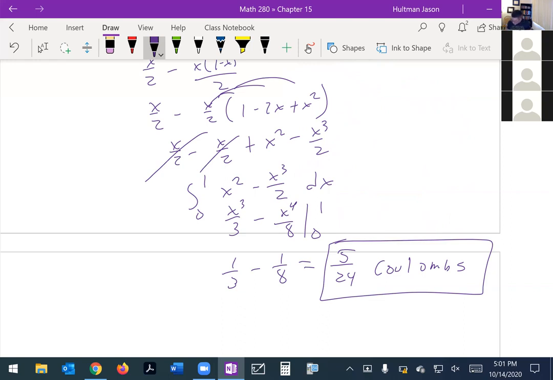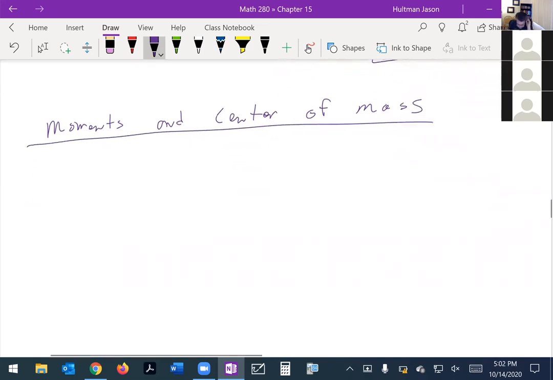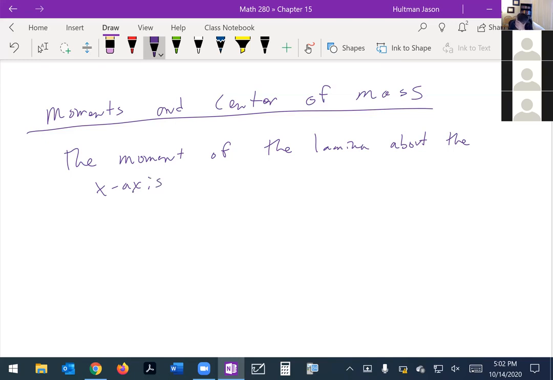Okay, let's talk about moments and center of mass. Okay, so moments and center of mass. Okay, the moment of the lamina about the x-axis. And when you think of lamina, just think of like surface. Like laminate flooring, right, is a surface. It's you laminate this. Okay, it could be a curved surface. It could be, you know, a flat surface. Just think of it as surface.